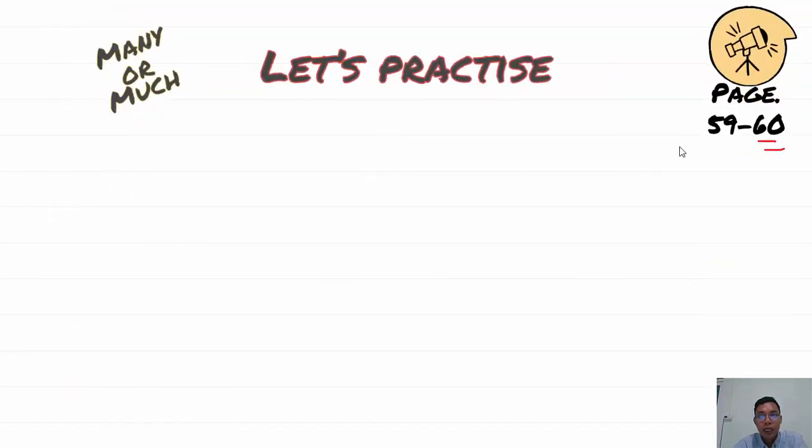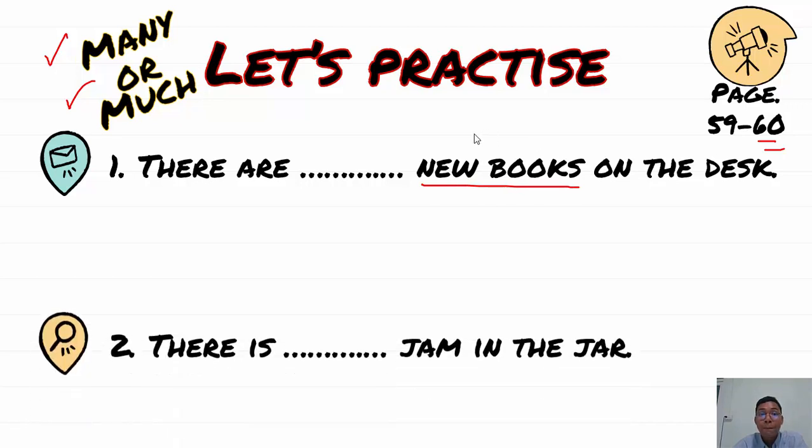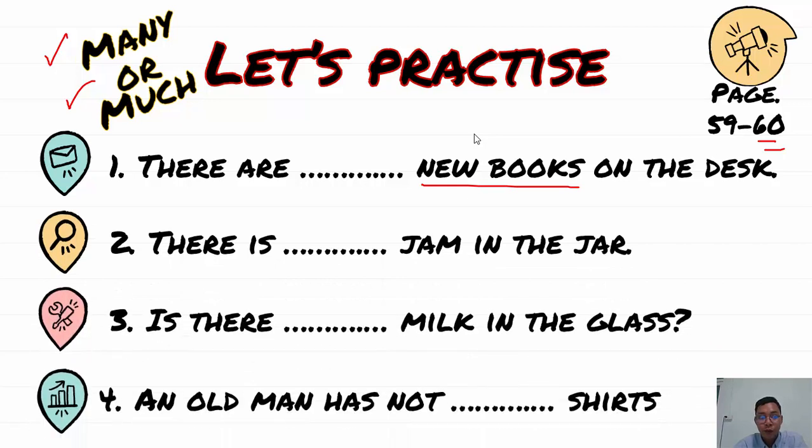Page 60. Okay. There are new books on the desk. So we use many or much. Books is a countable noun in plural form, so the first one we use many new books. There is jam in the jar. Jam is an uncountable noun, so with an uncountable noun we use much.